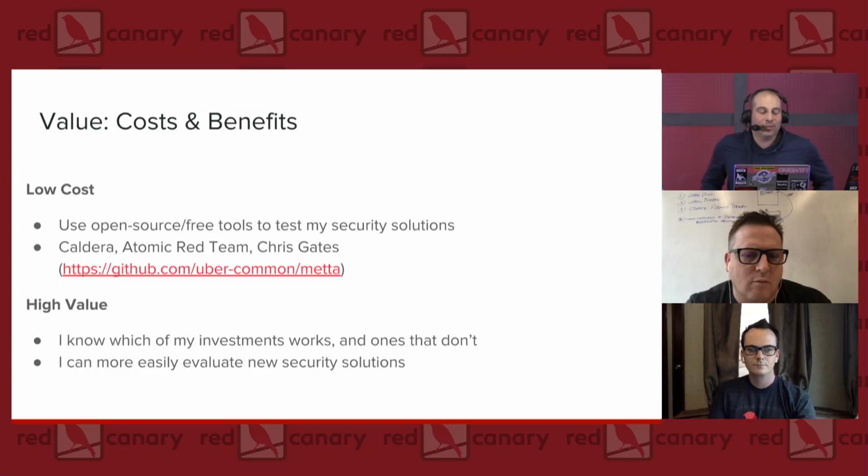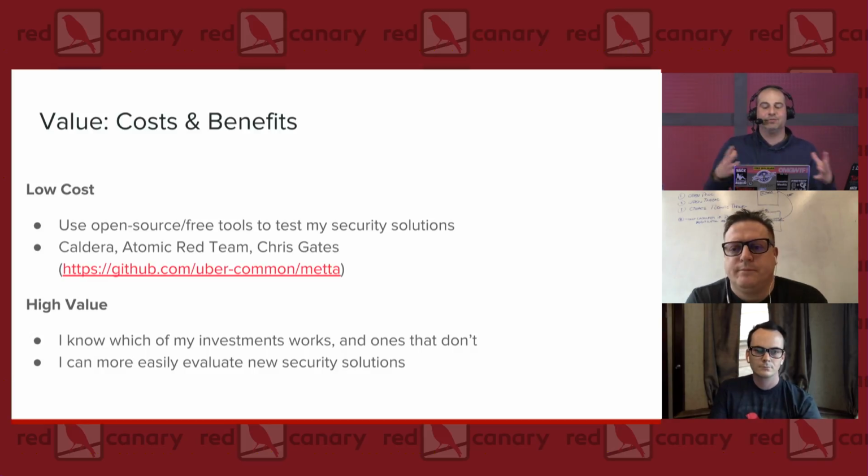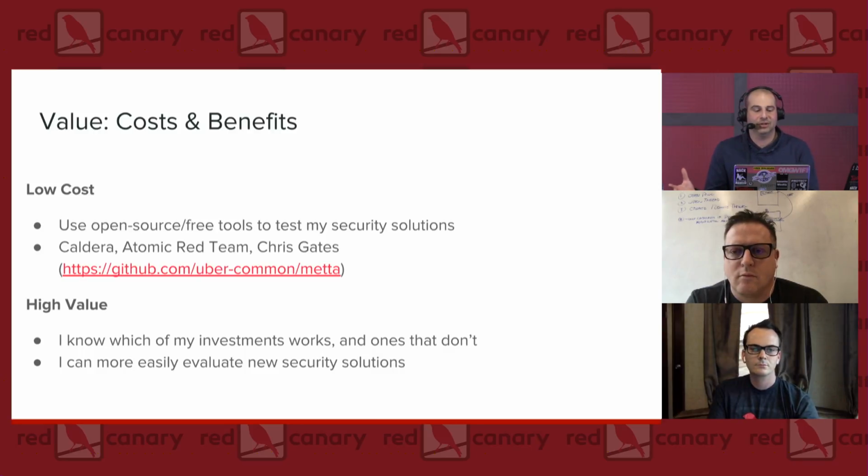I want to talk about the value of doing this attack simulation. When I talk about value, I've been using this format. I first want to identify some low-cost ways in which you could potentially achieve your objectives and goals. And then I want to talk about some of the high-value results of even doing some of those low-cost things. So if you're going to test your security solutions, you want to first try to use open source and free tools to do that.